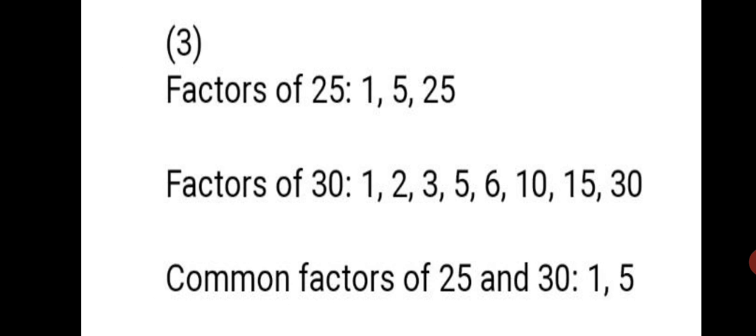Okay. So this way you have completed factors of 25, factors of 30. Now common factors of 25 and 30 are 1 and 5. Besides 1 and 5, no other factors are common in both. Alright. Now, when there are many factors, for example, factors of 30 are many, how do you know in case you miss out on a factor? It is always good to check.